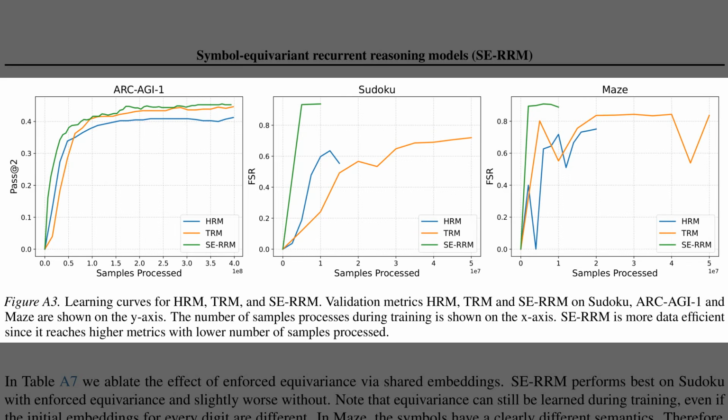Seeing that theoretical definition, Figure A3 now demonstrates how this translates into actual training efficiency. These three plots track validation performance across the ARC-AGI1, Sudoku, and maze tasks as the number of training samples increases. On the left, for ARC-AGI, the green line representing the symbol equivariant model climbs fastest, indicating superior sample efficiency. This advantage is even more dramatic in the middle Sudoku graph, where the green line shoots up to high accuracy almost immediately, leaving the orange and blue baselines far behind. This confirms that explicitly encoding symmetry doesn't just improve final performance, but drastically speeds up the learning process.